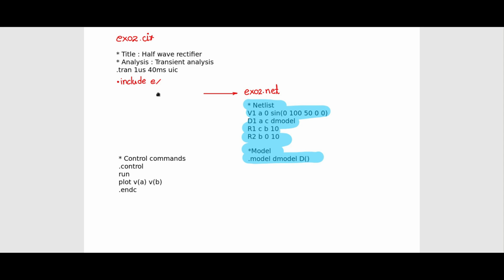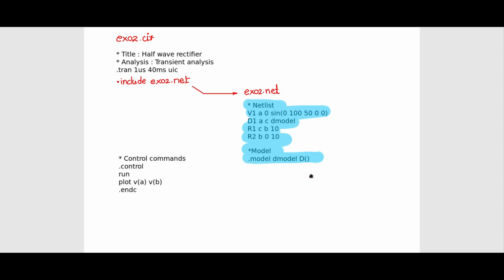So .include ex02.net. So now the .cir file has this include statement whereby it knows where to take the netlist from. So this netlist is composed of two parts. There is the actual netlist, which gives you the interconnections between the various components. And there is another part, the model part. There may be several models, but in this example, there is only one model. And the models can be pushed into another file.